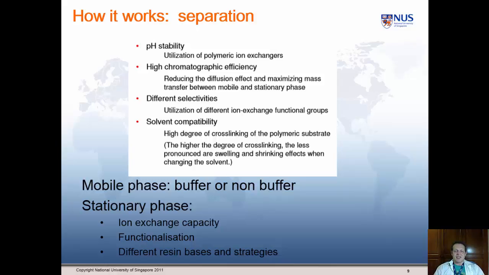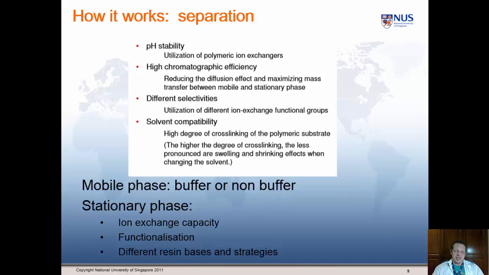Different selectivities. It all hinges on the selectivity coefficient, the equilibrium constant, but effectively we have a number of different ion exchange functional groups we can use, which gives us different selectivities for different ions. So we need to choose the appropriate functional groups or mixture of functional groups for the separation that we want to do.